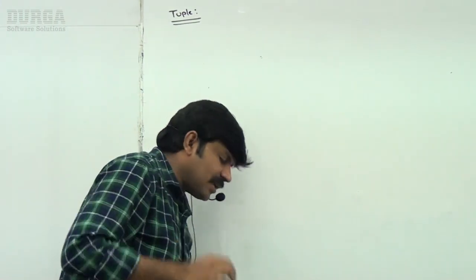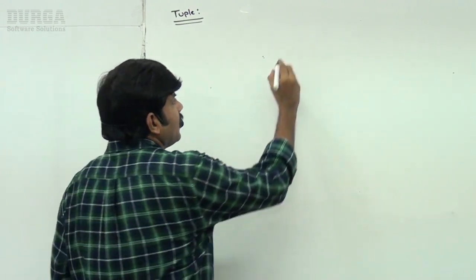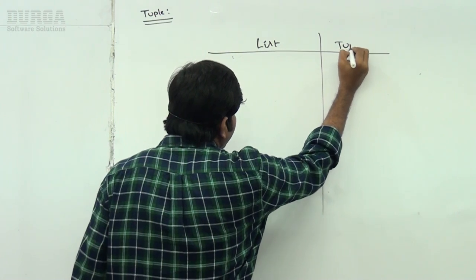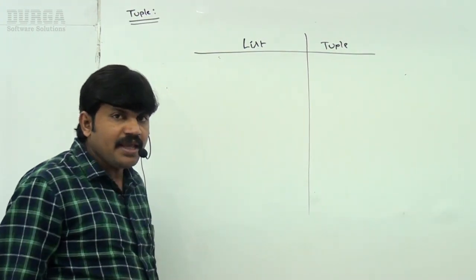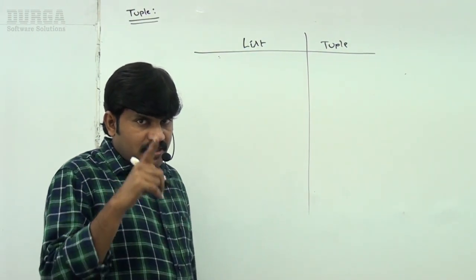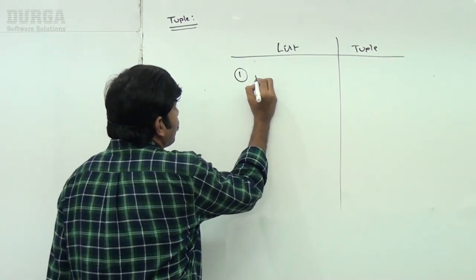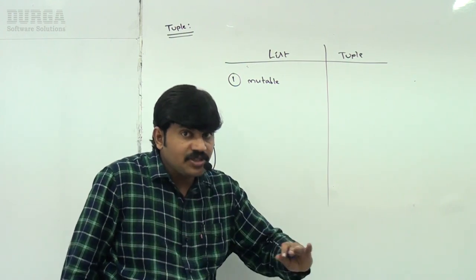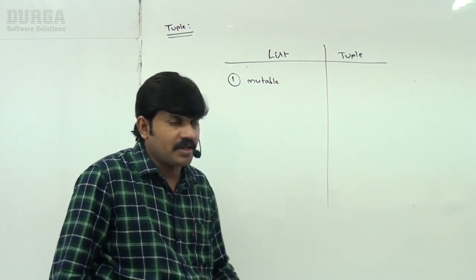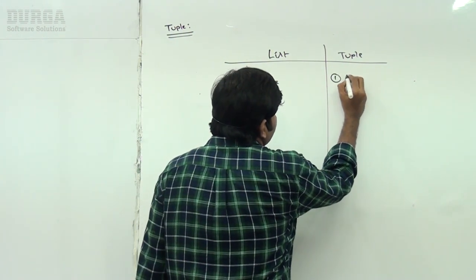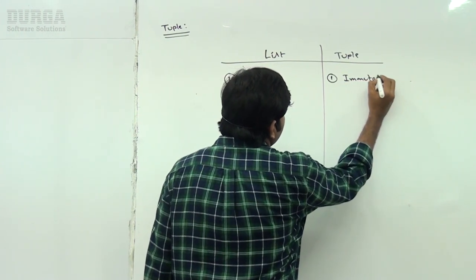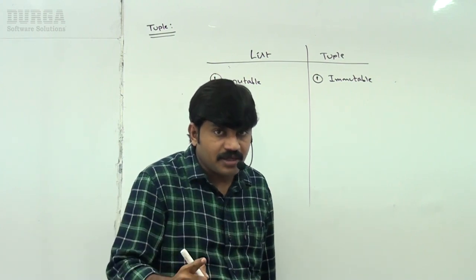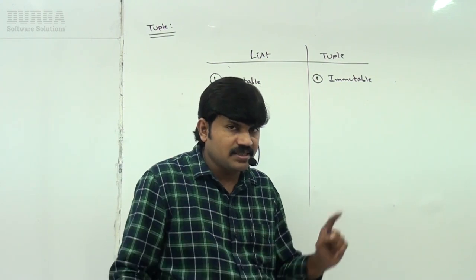Up to this, whatever knowledge we have up to that, sir. Okay, what is the difference between list and tuple? The main important difference: list is mutable. We can perform any changes in the list object, no problem at all. But tuple is immutable. Once we create a tuple object, we can't perform any changes in that object.